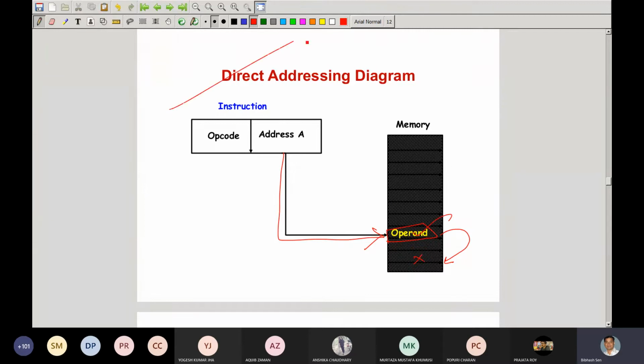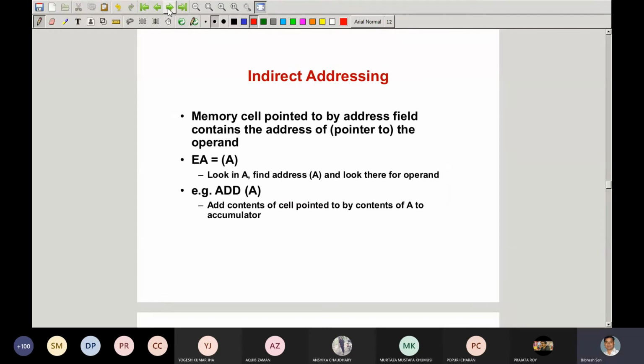But in memory indirect, if I write indirect address mode, that time the memory has no operand. Here there will be some address, and if you go to that address, you will get the data. So that is the indirect memory address reference. The memory cell pointed to by the address field contains the address of the operand. Now look into the final address, look, three operand actually. It is memory indirect because this indicates the memory reference.